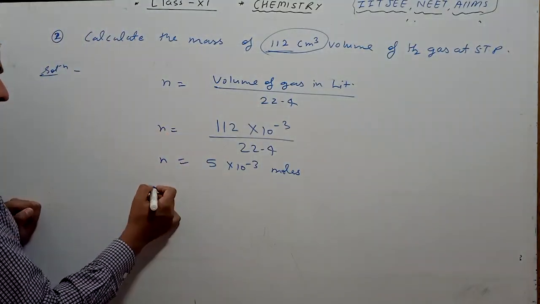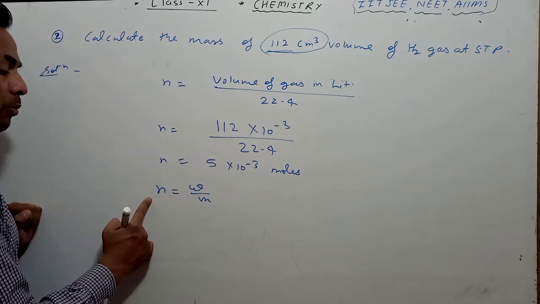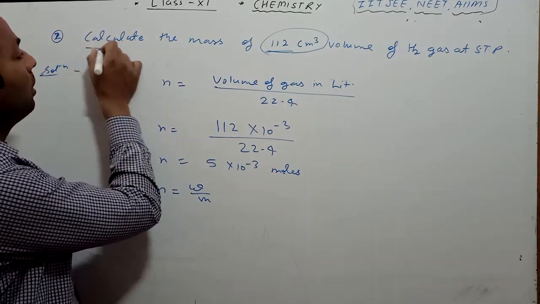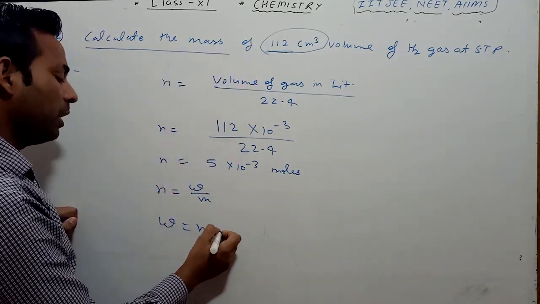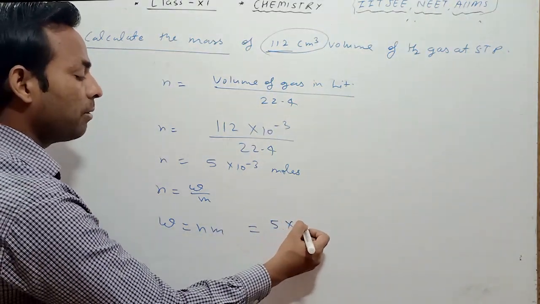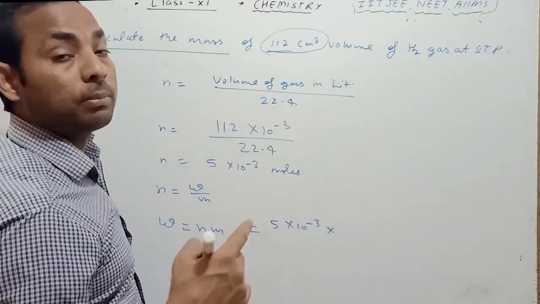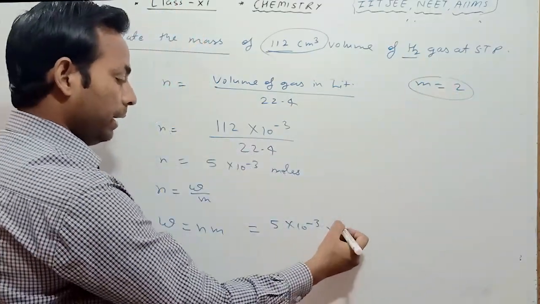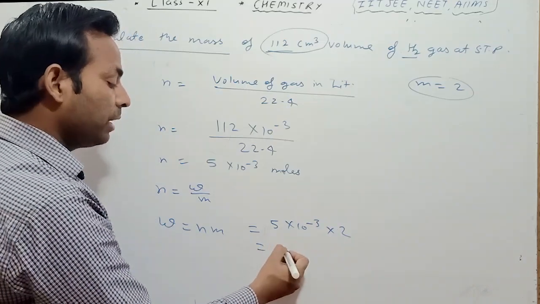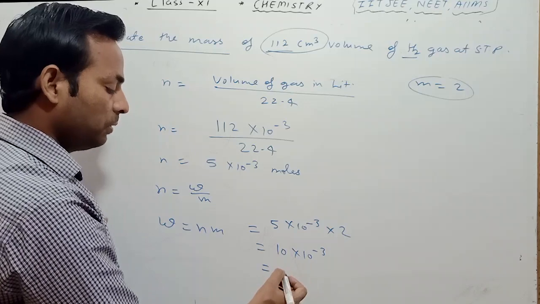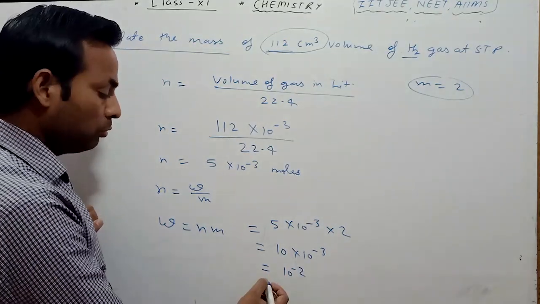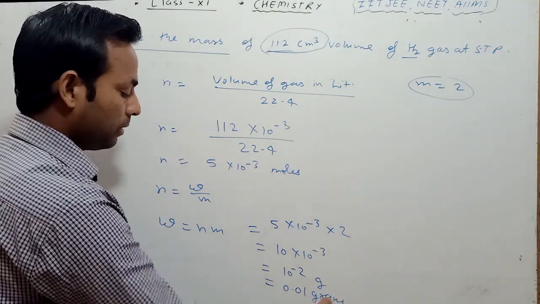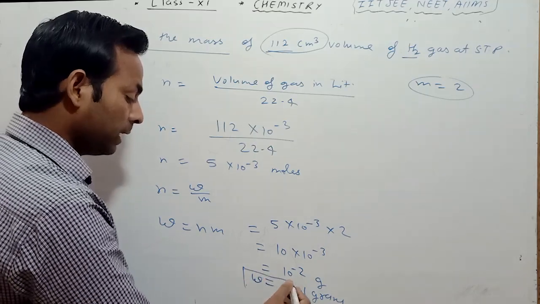So n equals W by M, that is, mole equals mass of the gas in gram upon the molar mass. And the question is asking for mass, so W equals n into M. The n value is 5 into 10 to the power minus 3, and M is the molar mass of hydrogen gas, which is 2, so it will multiply by 2. So 5 into 10 into 10 to the power minus 3. After multiplying, this value will be 10 to the power minus 2 gram or 0.01 gram. So this is your answer for that question.